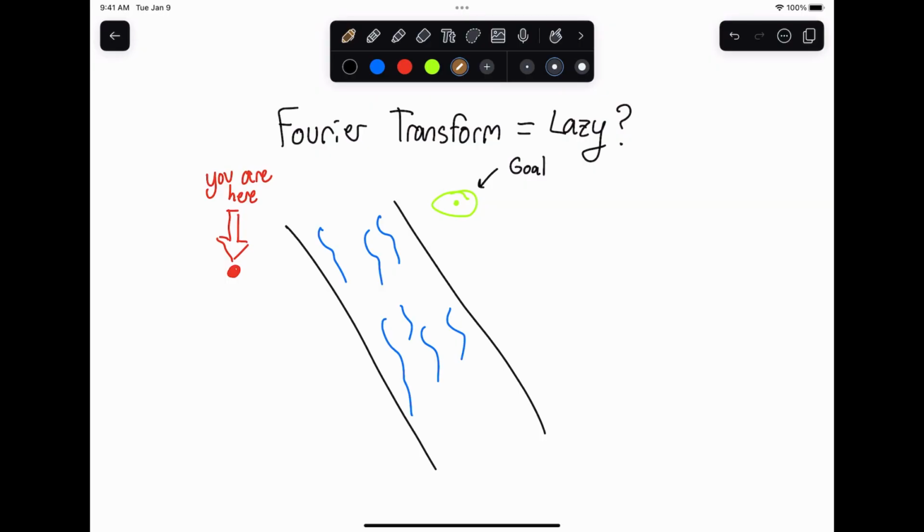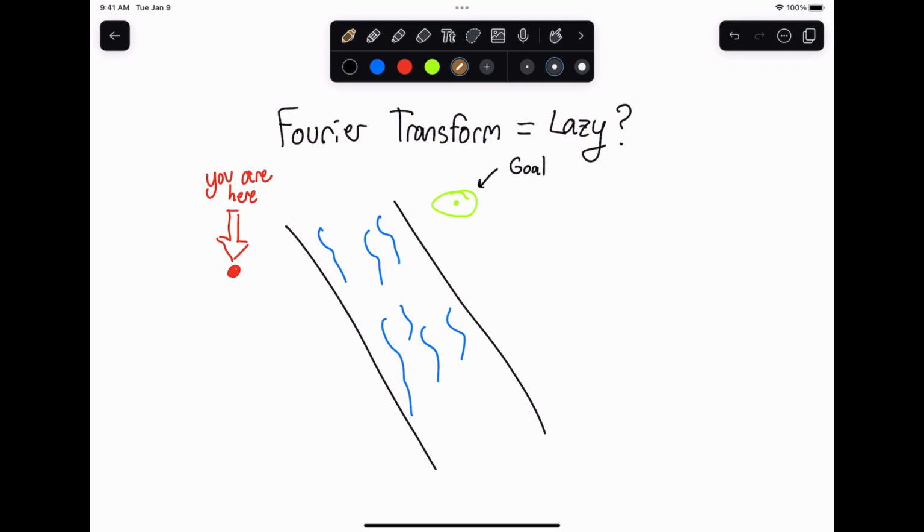In this video, I want to help explain why the Fourier transform will help you be almost as lazy as Sprocket. So what do I mean when I say the Fourier transform allows you to be lazy? Well, let's start with an analogy.